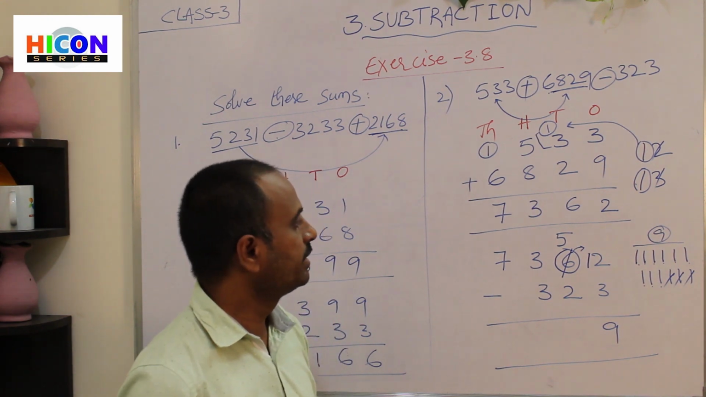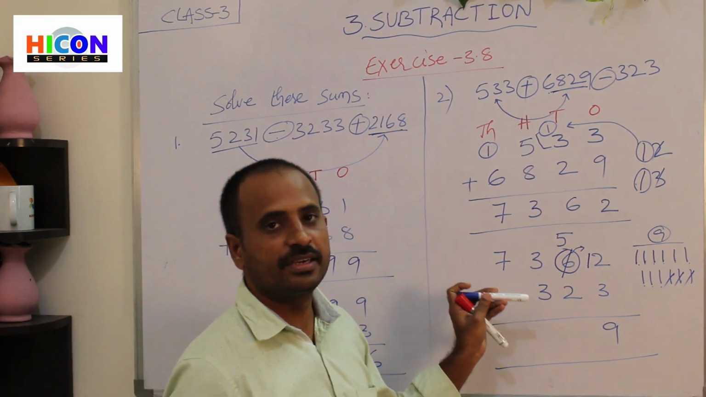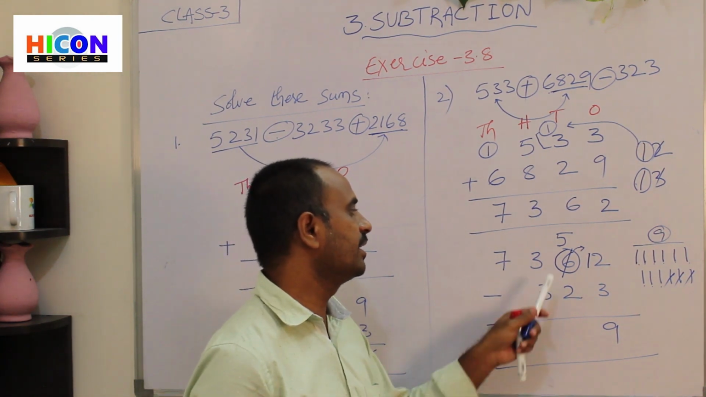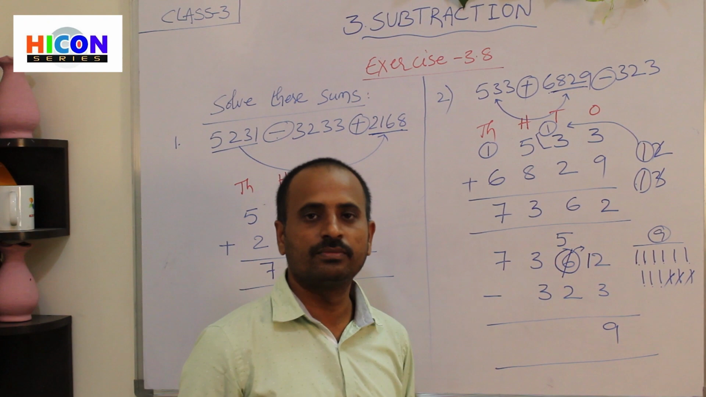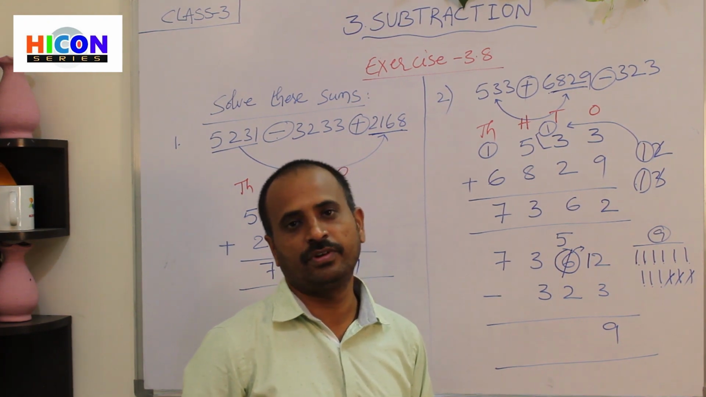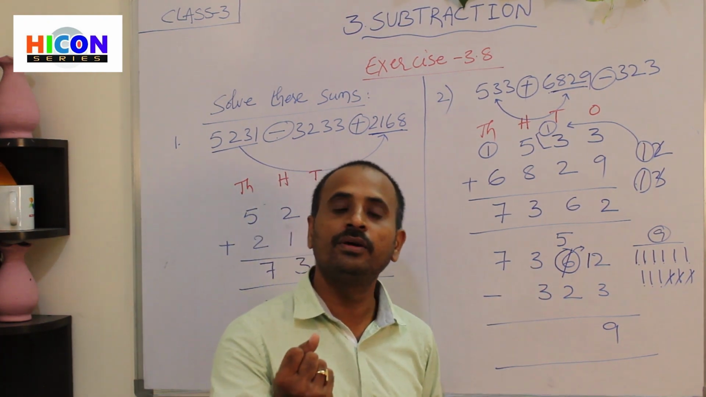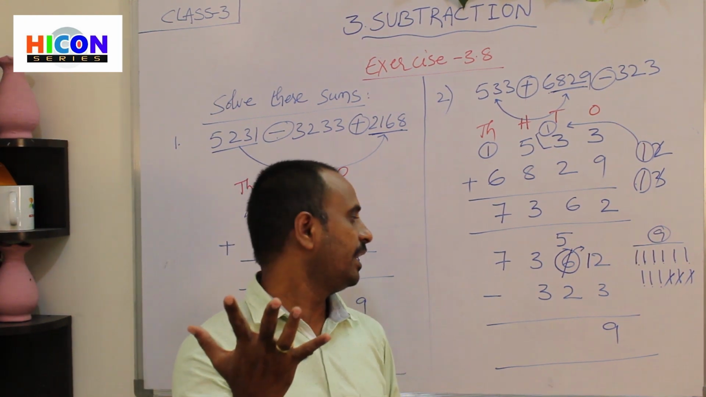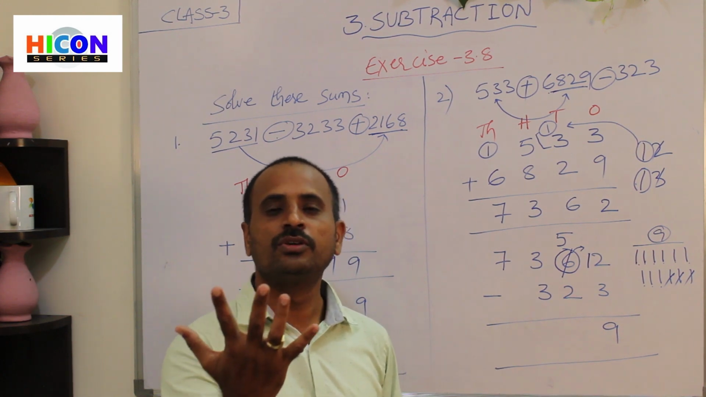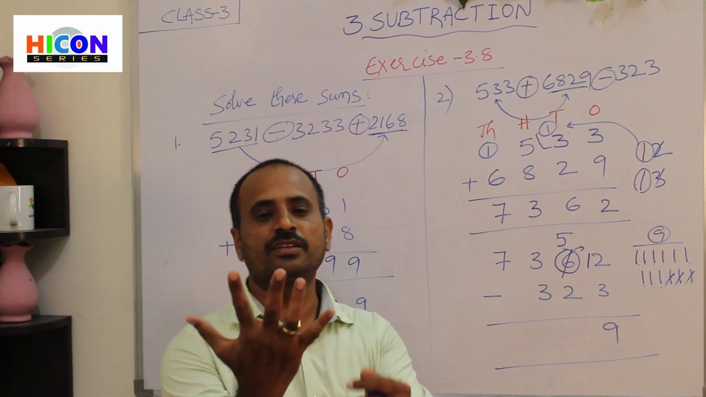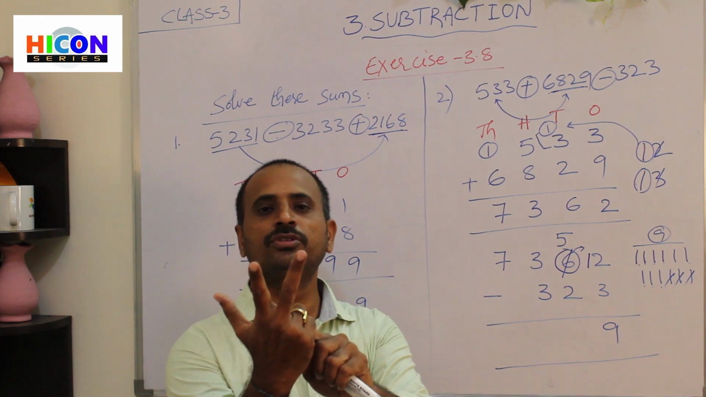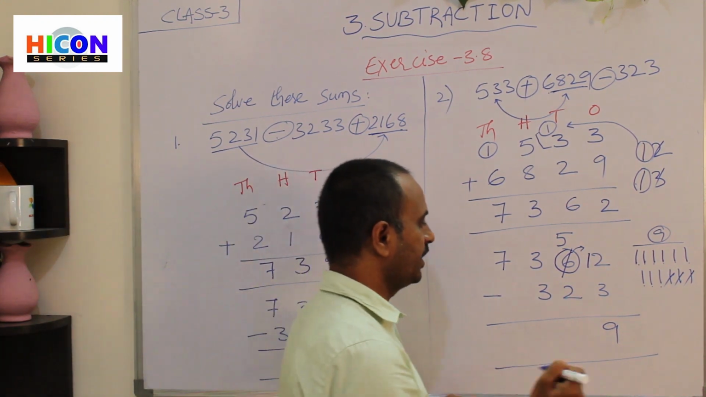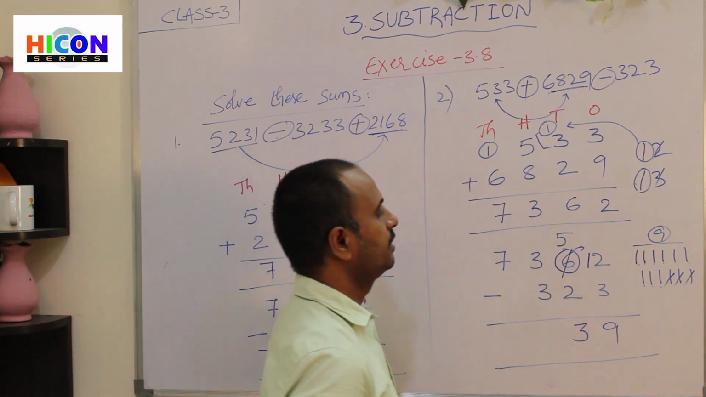So now go to tens place. What are the digits present in tens place? 5 and 2 are present in tens place. What is the first number here? 5. And what is the second number? 2. So open 5 fingers of your hand. 1, 2, 3, 4, 5. And the second number is 2. So close 2 fingers among these 5 fingers. 1, 2. I have closed 2 fingers. How many fingers are remaining? 1, 2, 3. So write 3 under tens place.